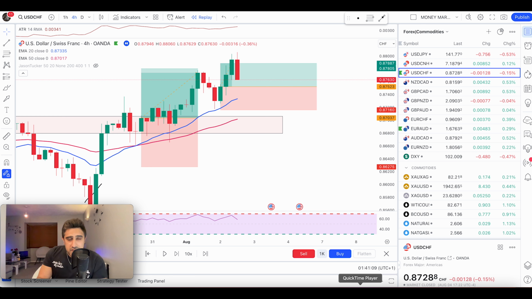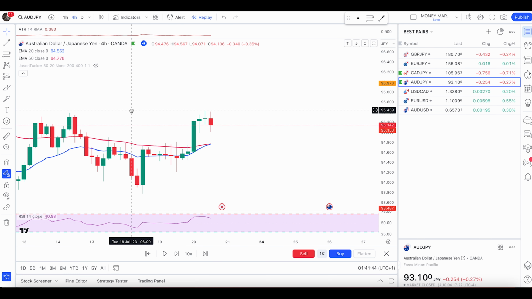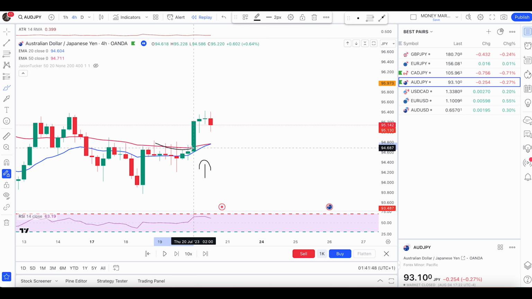So let me show you one more example, and then I'm going to show you one bearish trade and the rules for that as well. Right here. So now if you remember our rules, the price must be above 50 EMA. Yes, the price is above 50 EMA. This red line is the 50 EMA. Rule number two, the 20 EMA must cross the 50 EMA from below.